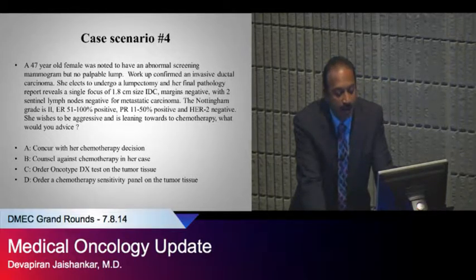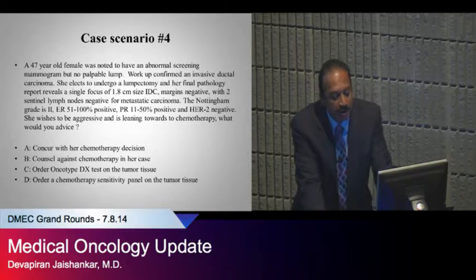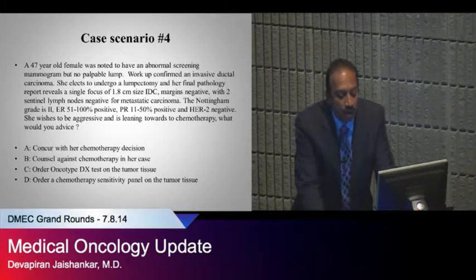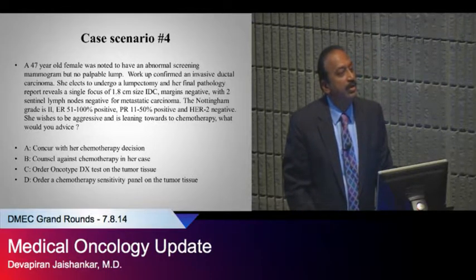Concur with her chemotherapy decision, counsel against chemotherapy in her case, order the Oncotype DX test on the tumor tissue, or order a chemotherapy sensitivity panel on the tumor tissue. Thoughts?